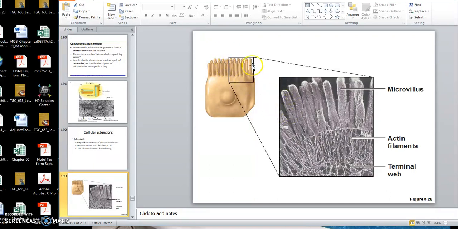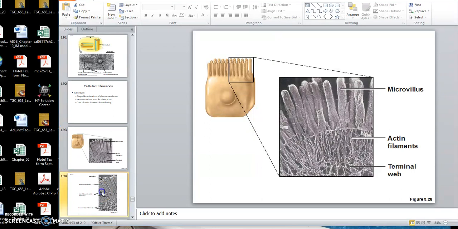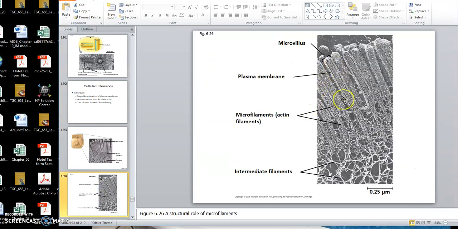Now, what holds the little fingers up? Surrounding, I'll call it the skin of the fingers, shall I say, is the cell membrane. But just like your fingers, what are the bones, the phalanges, in there? Well, it's actin filaments. Actin filaments form the core of this to keep them standing up. Okay? So here we are, looking in at a microvillus. This would be a transmission electron microscope. See there?